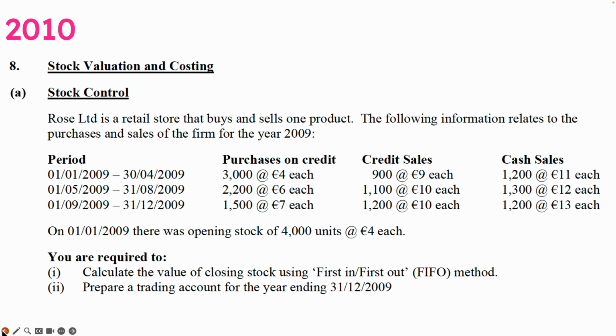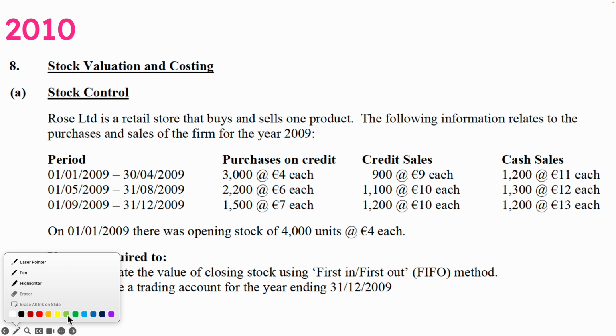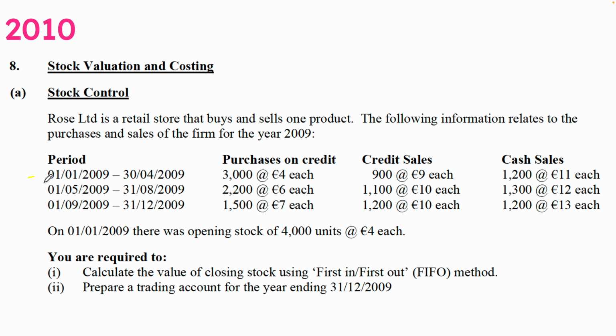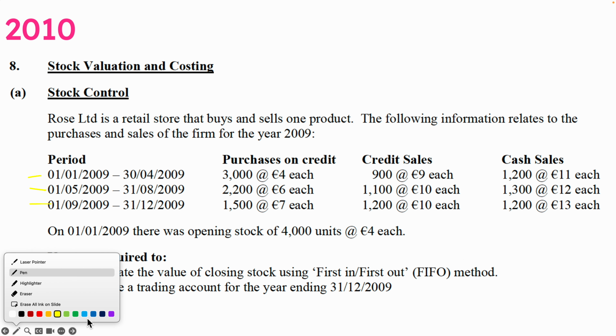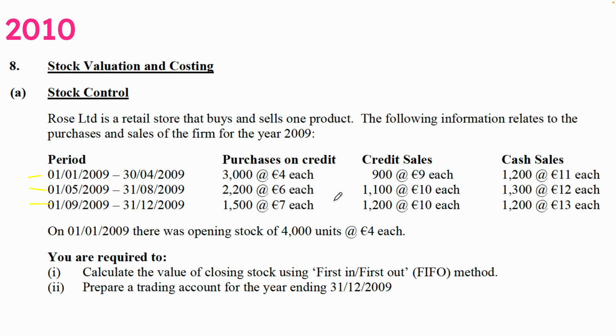So you can see here, there are three periods of the year, 4 months each, and they have different purchases and different sales, and the amounts are all different as well. So you can see then it says on the 1st of the 1st 2009 there was an opening stock of 4,000 units at €4 each. So you are required to, part 1, calculate the value of closing stock using the first in, first out method.